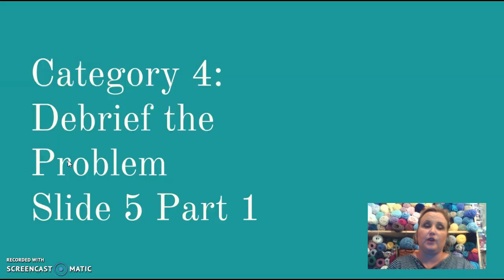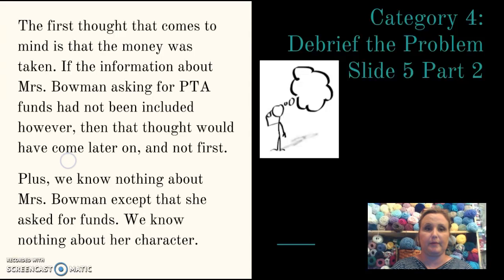So now that we have gone through and evaluated the information, it's time to debrief the problem. The first thought that comes to mind is the information about Mrs. Bowman asking for the PTA funds. If that had not been included, then we would not be thinking that she could have possibly taken them because she was desperate, because she was upset. If you take out the information about Mrs. Bowman requesting funds and not receiving them, this is not an issue until maybe 2 or 3 more down the road.